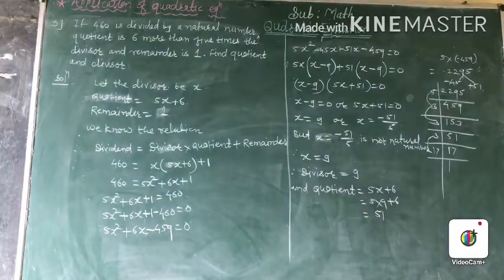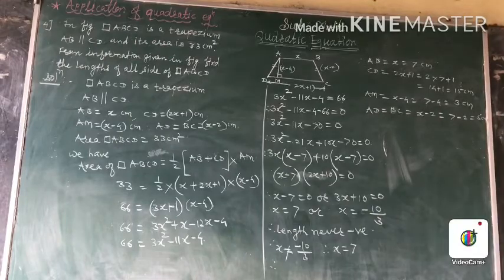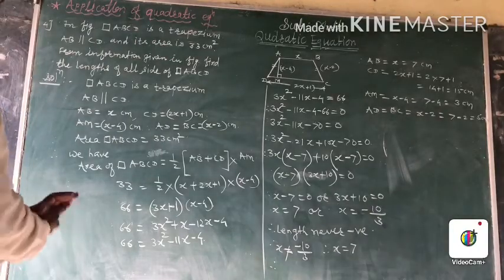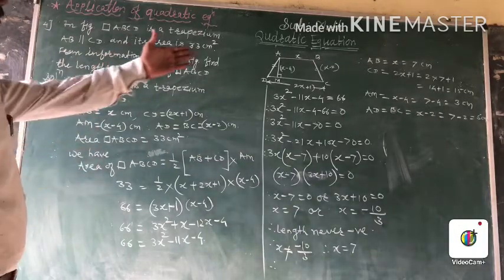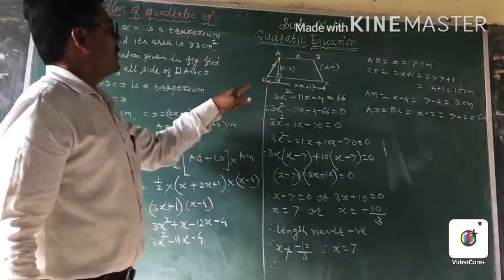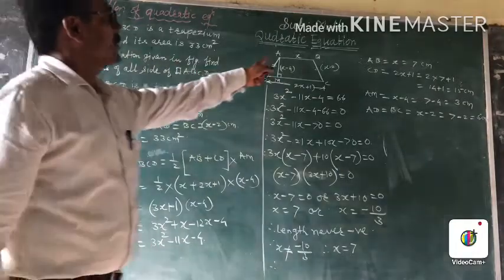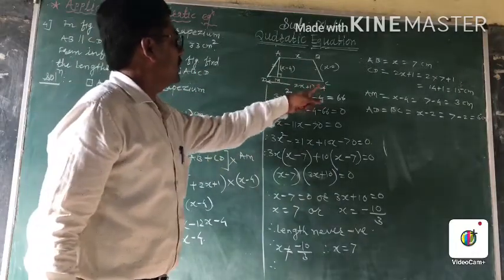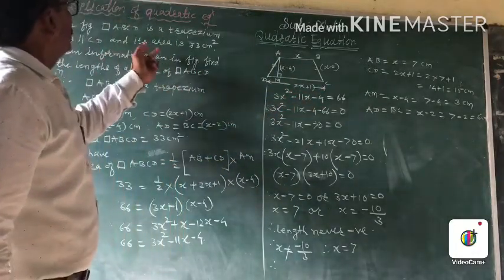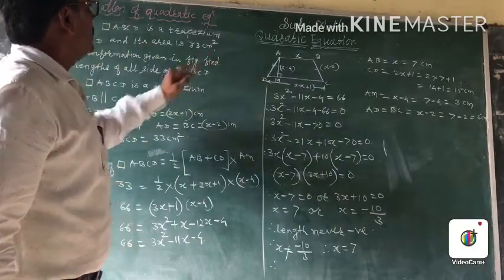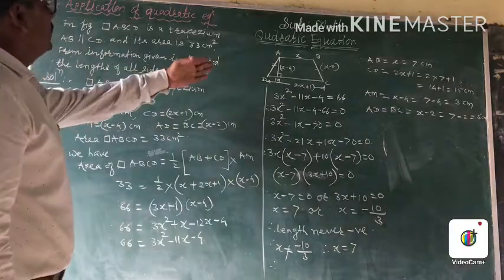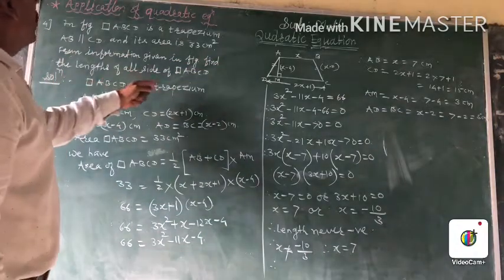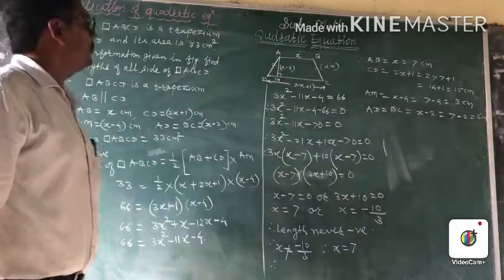Like this, we will solve another example. The last example I solved on the blackboard. The example is in figure A. The quadrilateral ABCD is a trapezium in which side AB is parallel to side CD and its area is given here as 33 centimeter square. From the given information in the figure, find the length of all sides of this trapezium.